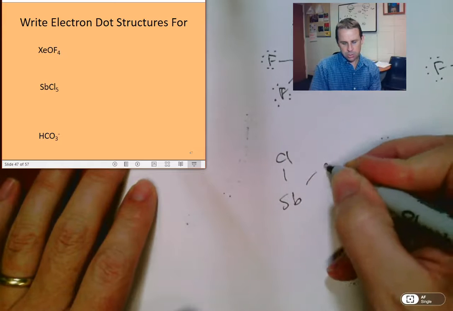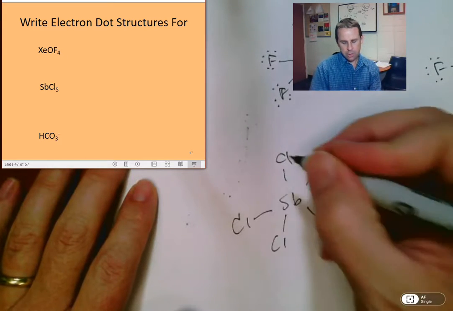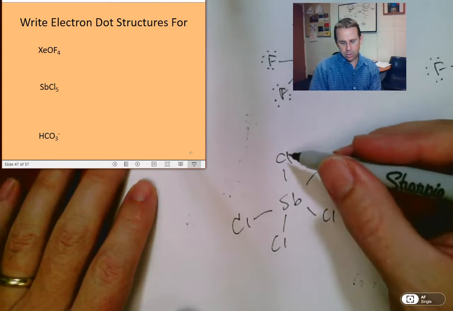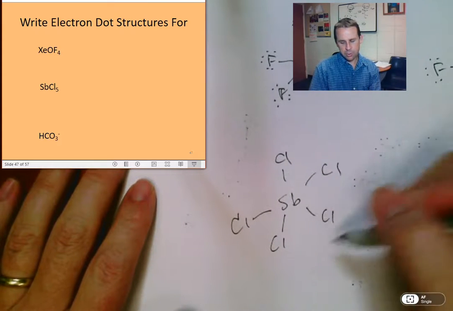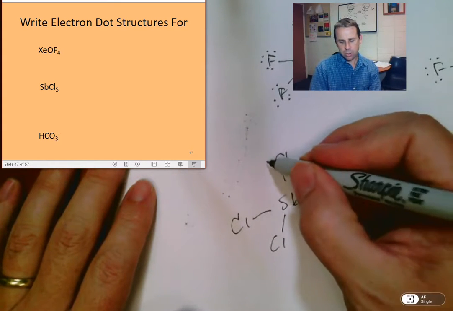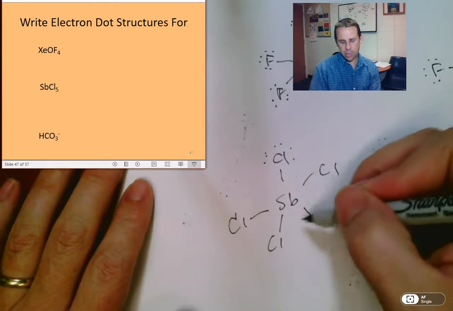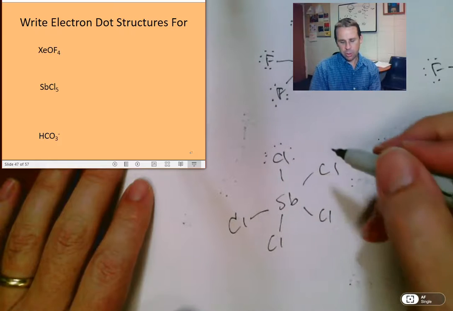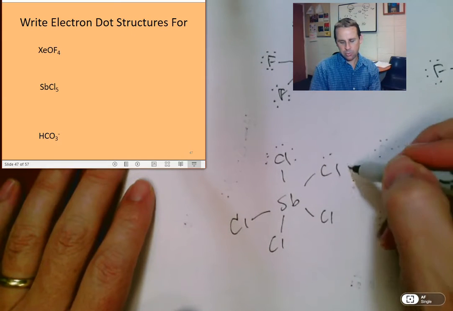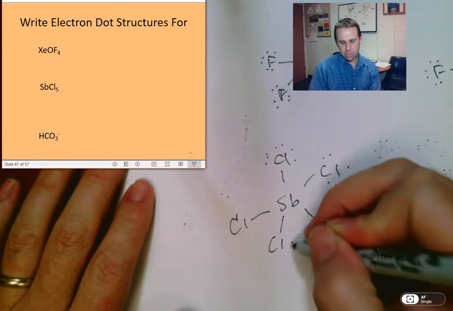SbCl5: 1, 2, 3, 4, 5. Count up electrons. 7 times 5, 35, plus antimony, that is 5, so there's 40 electrons. We already have 5 bonds, so 10 electrons, so we only have 30 more to go. 6 times 5, that's 30 electrons.